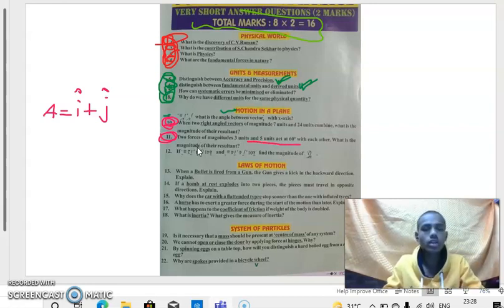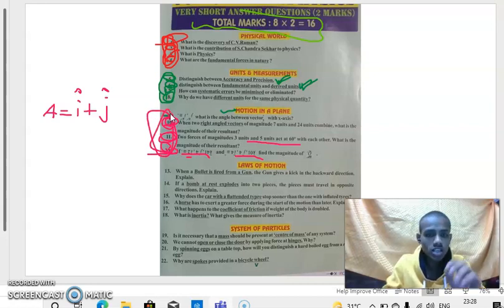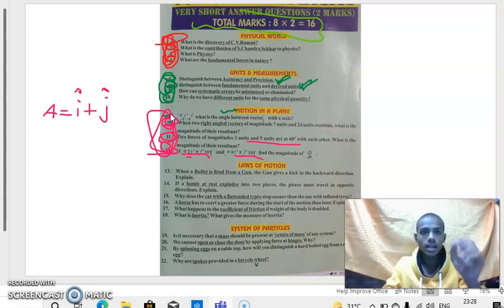Related to magnitude. And next question is, if P is equal to 2I plus 4J plus 14K and Q is equal to 4I plus 4J plus 10K, find the magnitude of P plus Q. Okay, this is related to magnitude. So, while you are preparing for motion in a plane, you need to focus more on magnitude, because most questions will be asked from magnitude.